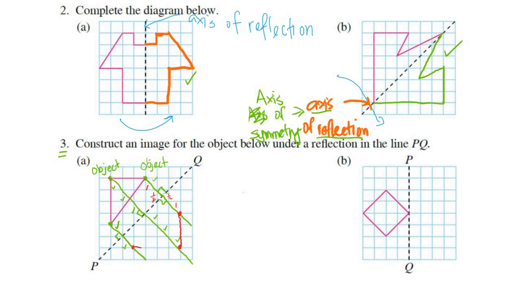So we just join the image. All these 3 images join together. When you're drawing, you must use a ruler. But now I'm using a drawing board. I'm not able to use a ruler, so I'm using freehand. Okay, but when you're doing it in your exercise book, make sure you use a ruler.